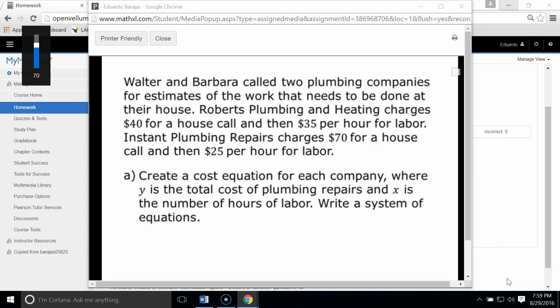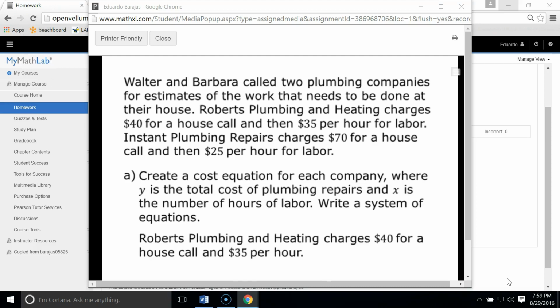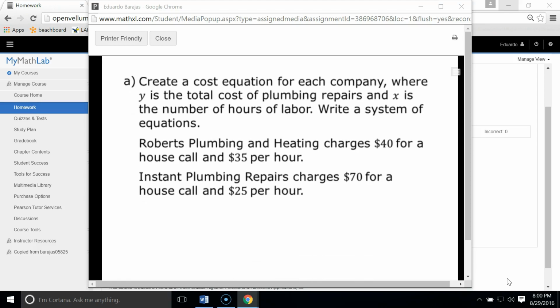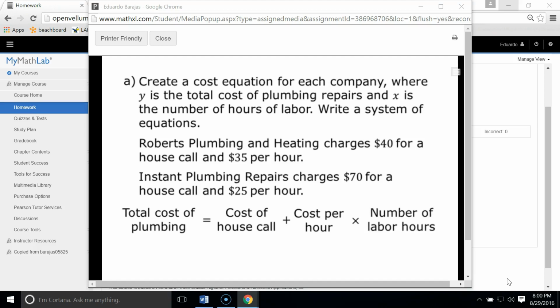There's like 5 different volumes I gotta look at. Robert's Plumbing and Heating charges $40 for a house call and then $35 per hour. Instant Plumbing Repairs charges $70 for a house call and $25 per hour. The total cost is the cost of the house call plus the charge for labor, which is the cost per hour times the number of hours.